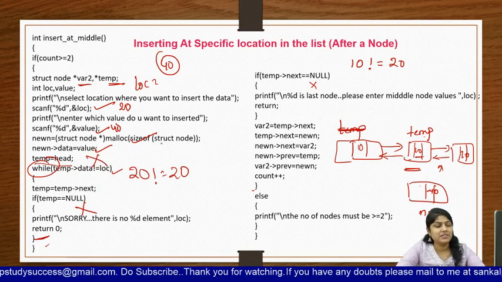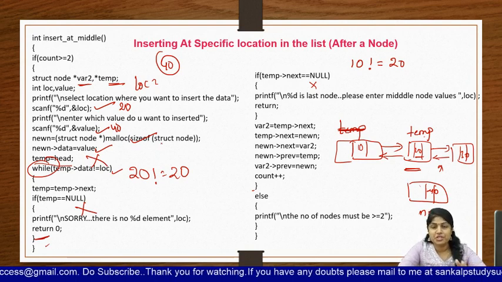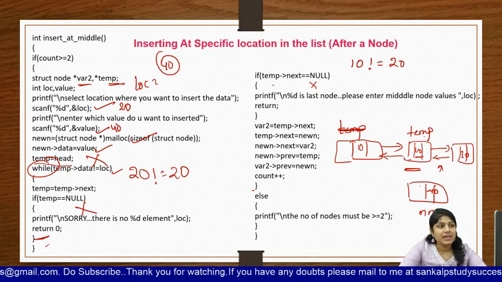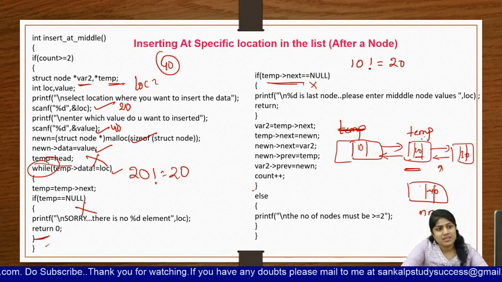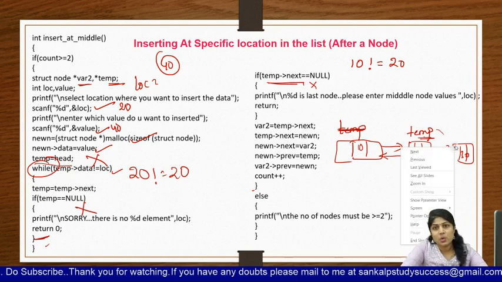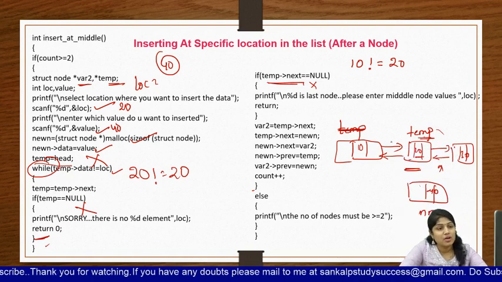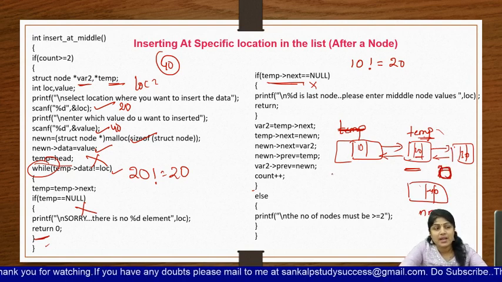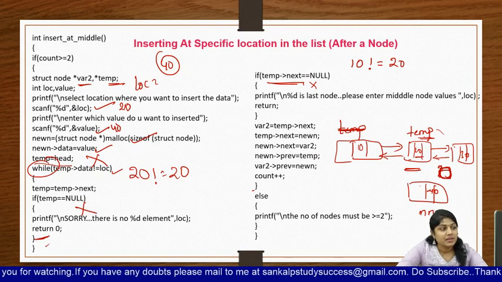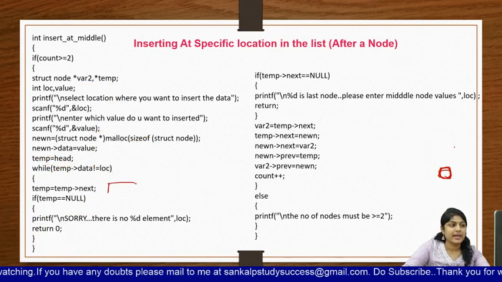So the while condition fails, now we found the position. Fine. Now here we check the condition temp to next equal to null. So in this case, is temp to next equal to null? No. Element is existing here, the element 30 is there. So here we have to insert the element. Okay. Now what is the rule for that? Okay. See.